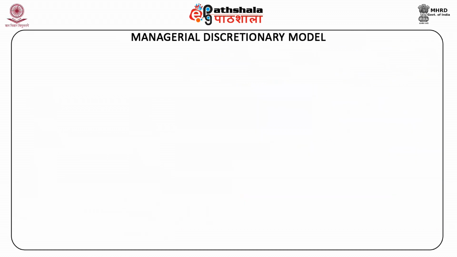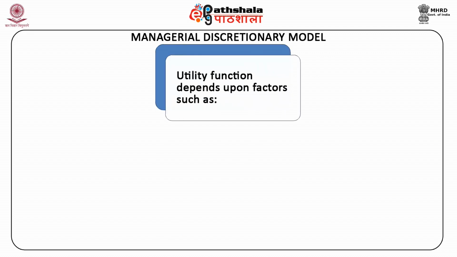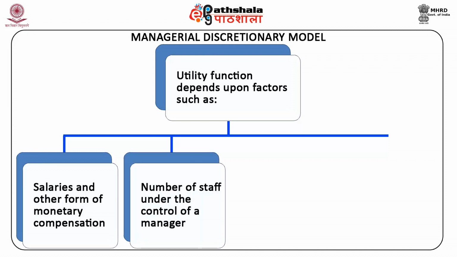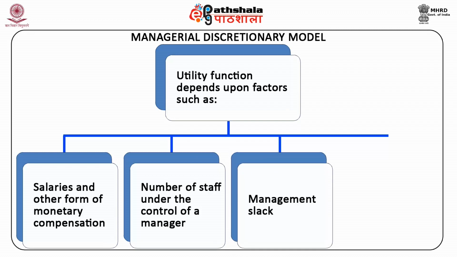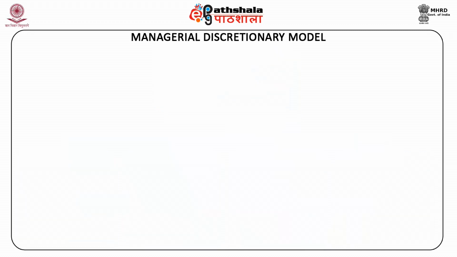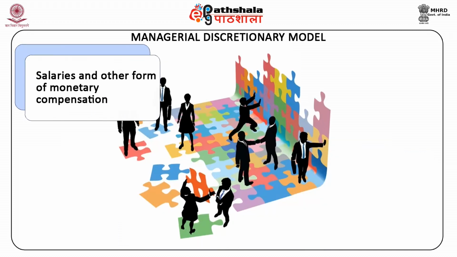Now we will discuss the managerial discretionary model. In the managerial discretionary model, the utility function according to Williamson depends upon factors such as salaries and other forms of monetary compensation, number of staff under the control of a manager, management slack, and magnitude of discretionary investment expenditure by the manager. The first factor is salaries and other forms of monetary compensation.